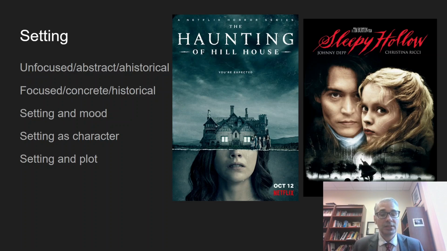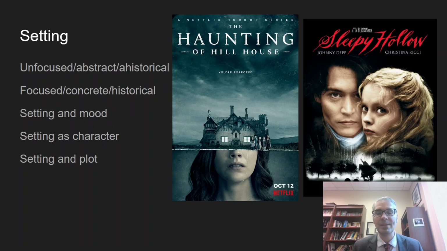Setting as character, a lot of times setting can become a kind of character. I'm thinking like Hogwarts in the Harry Potter books. Hogwarts itself manifests a certain personality, right? It's quirky, it's unexpected, it's very dynamic, right? You never know, you might get turned around. It keeps secrets. And then setting and plot. I already talked about how setting can furnish certain conflicts.